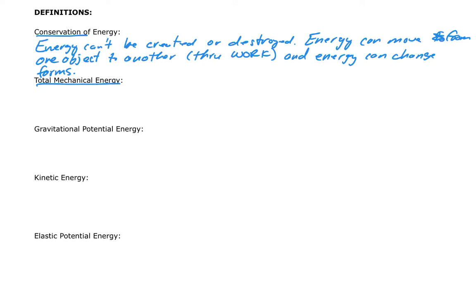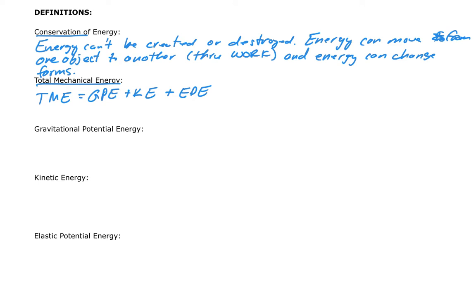So from chemistry, you're probably familiar with chemical energy, and you studied solar energy, I'm sure, in biology, and you're probably aware of nuclear energy. So there's lots of different types of energy. We're going to mainly deal with mechanical energy, and we use TME to stand for total mechanical energy. And total mechanical energy is made up basically of three types of energy. It's made up of gravitational potential energy, kinetic energy, and elastic potential energy. Okay, we're going to talk about each one of these in more detail.